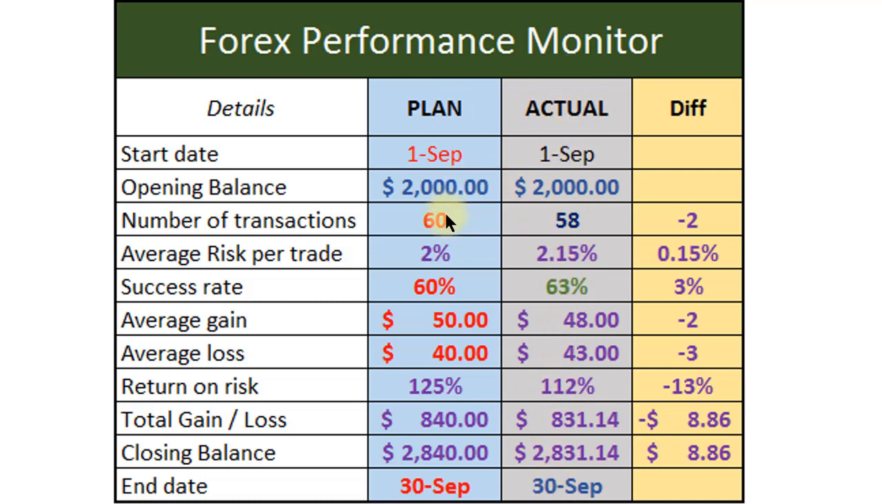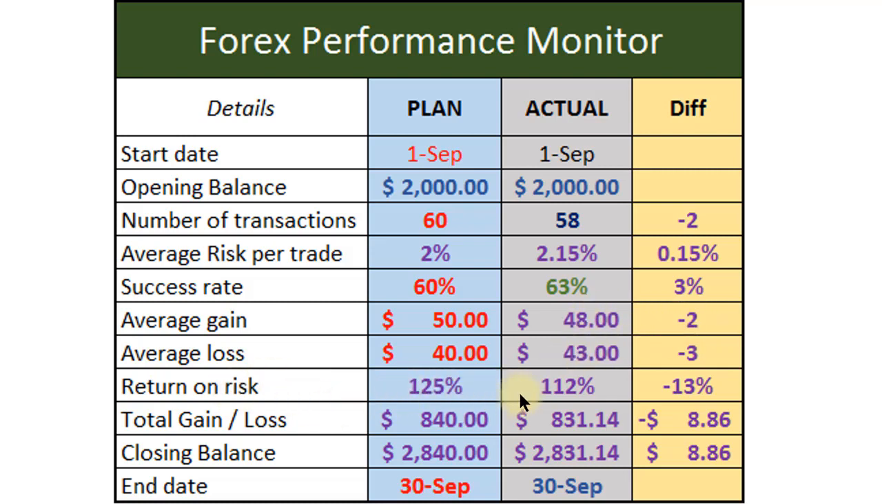And my actual results will tell me where I'm doing badly and where I'm doing well. Like for instance, here I did well because I had a higher success rate than I had planned. But unfortunately I had smaller gains per transaction, and I also had larger losses per transaction. So those two combined are really bad, and I need to watch that and work on that.